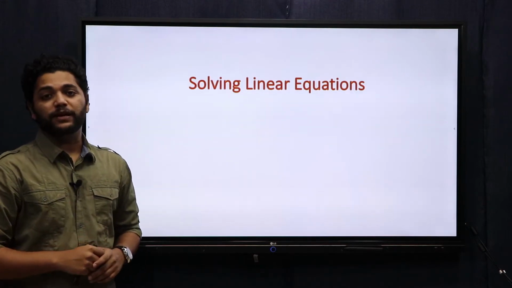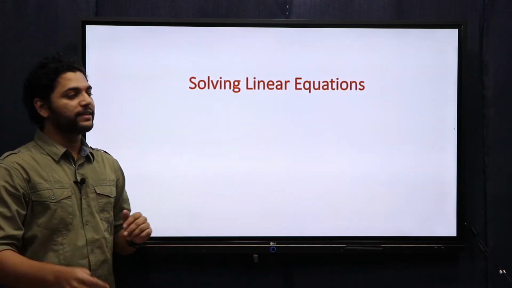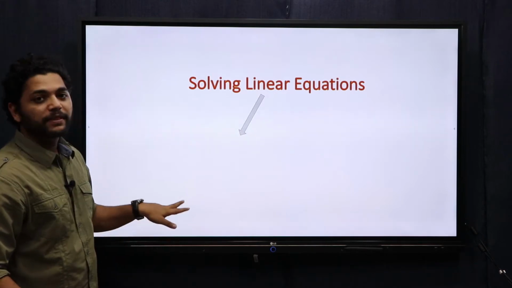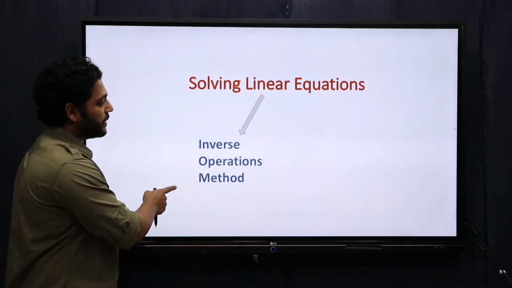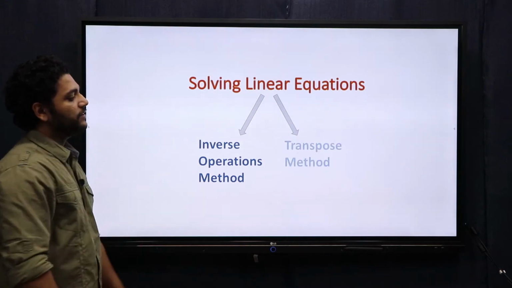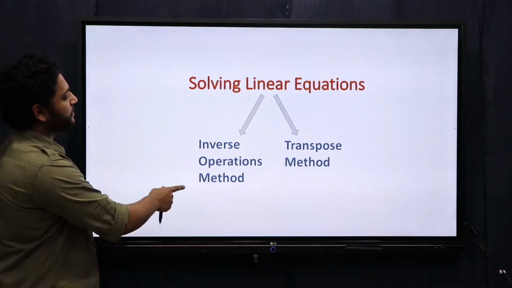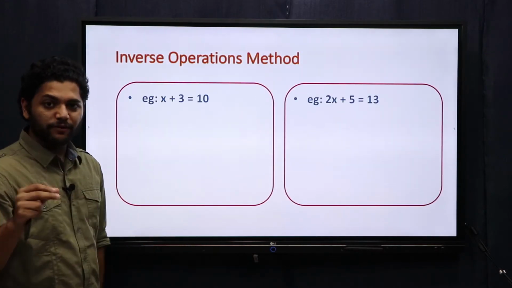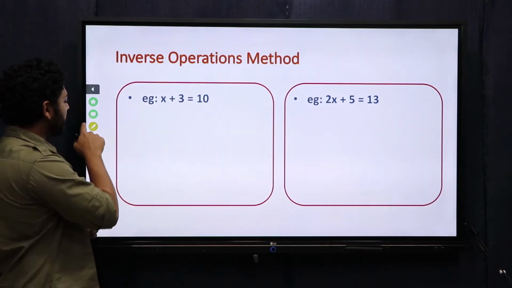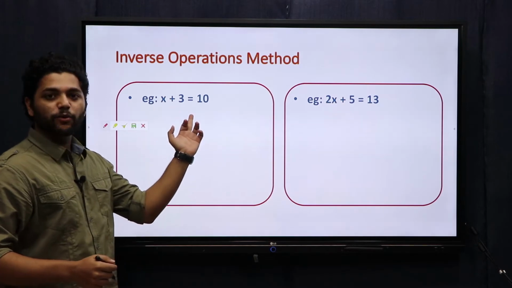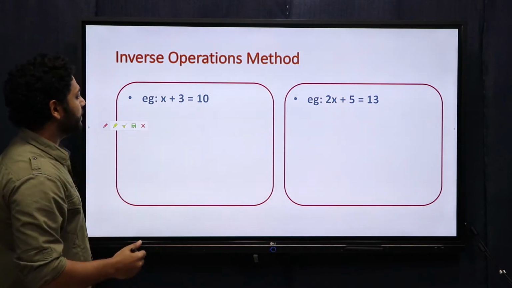Now let's move forward and understand how you solve these linear equations. Well, there are two methods to do that. One is called the inverse operations method, and the second is called the transpose method. Let's understand what this inverse operation method is. Let us do this by taking some examples. This is an equation, x plus 3 equal to 10.